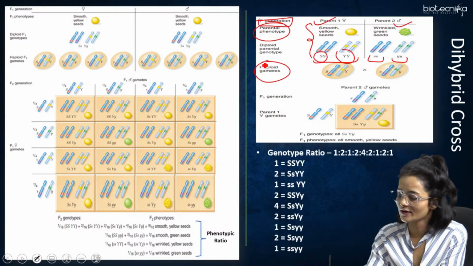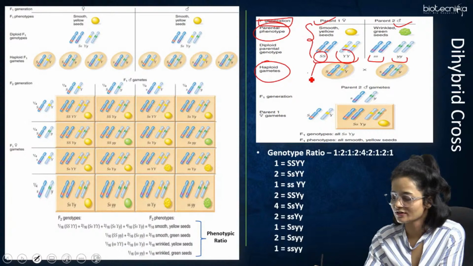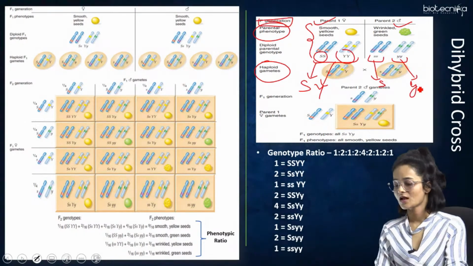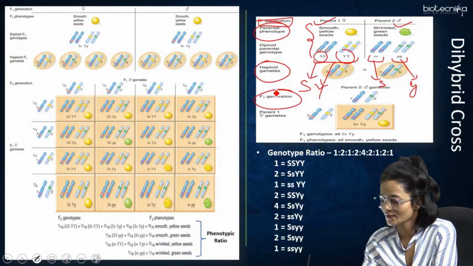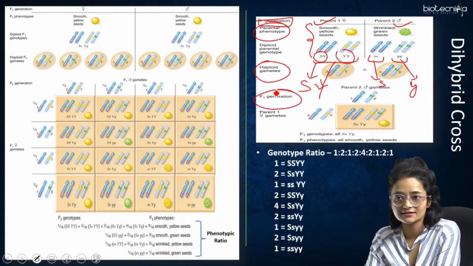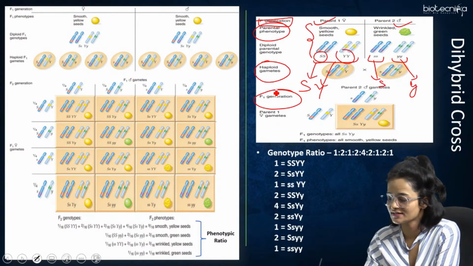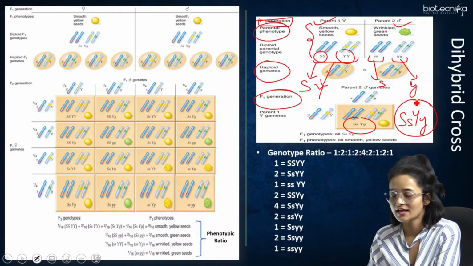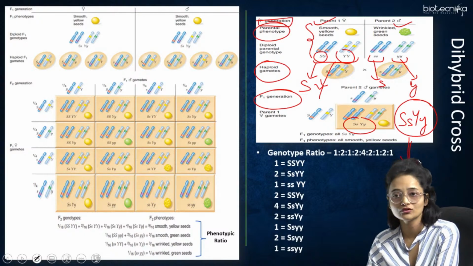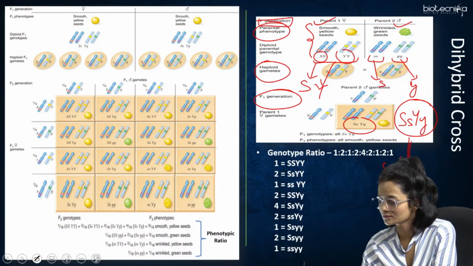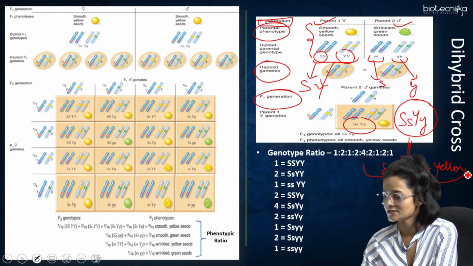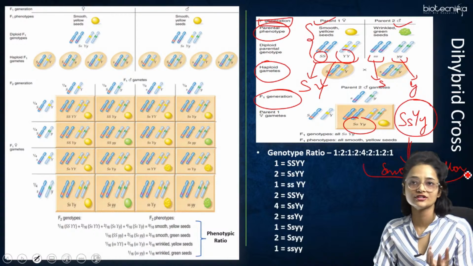Now the haploid gametes which are being produced: from here capital S would be coming, from here capital Y would be coming, right? And from here small s would be coming, and from here small y would be coming. Now in the F1 generation, when the crossing is done, the progeny which is produced is capital S, small s, capital Y, small y. This is the heterozygous dominant form for both of the characters, that is, the smooth plus yellow colored seed would be produced, right?